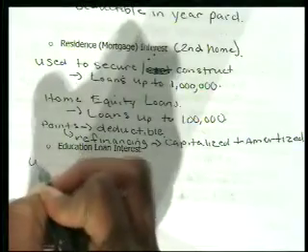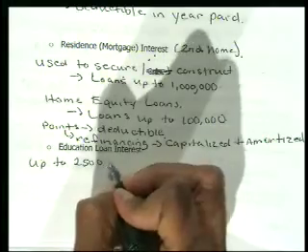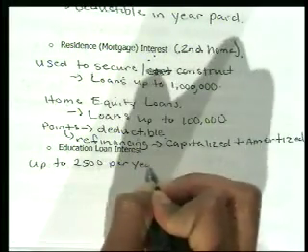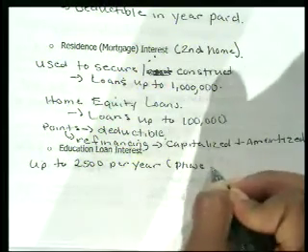Also, no consumer interest is allowed. So your interest that you have on auto loans, credit cards, all that particular interest is not allowed. You cannot deduct that. Okay. Next is on education loan. We pay interest on our education loans, and that interest is deductible. It's deductible up to $2,500 per year. Now it's going to phase out for high income. It's going to be phased out for high income taxpayers.